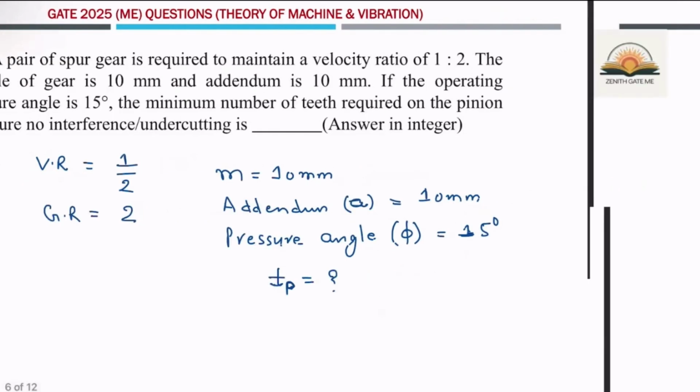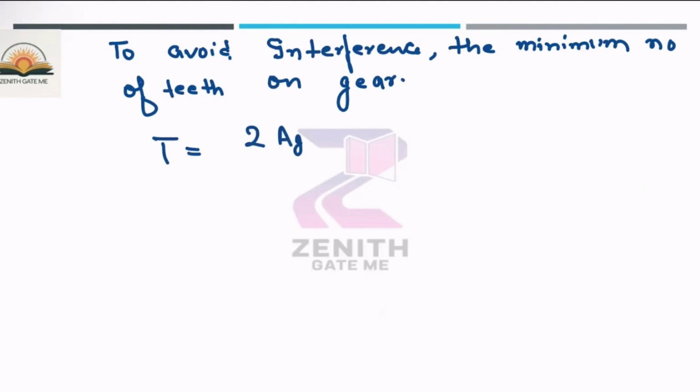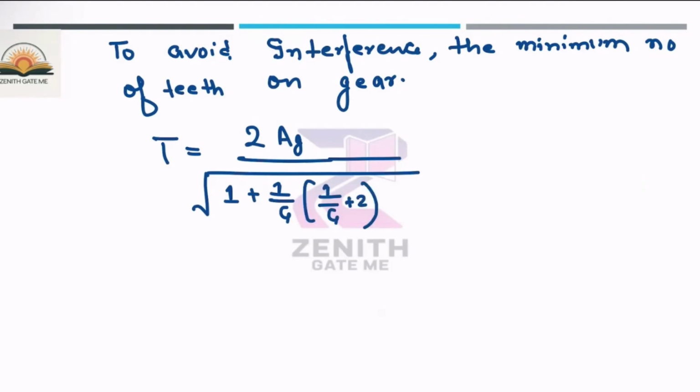Okay, so you already know to avoid the interference, the minimum number of teeth on gear is nothing but 2 times of fractional addendum of gear divided by square root of 1 plus 1 by g, 1 by g plus 2 sine square phi minus 1. Okay, so from here you will get the number of teeth on the gear.